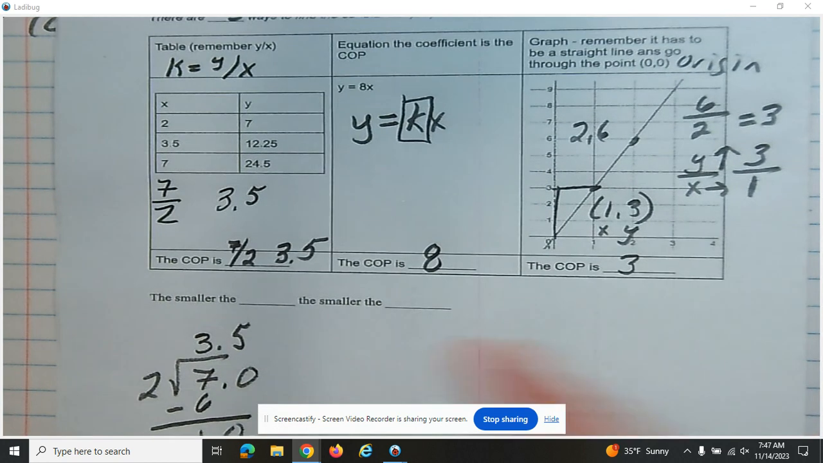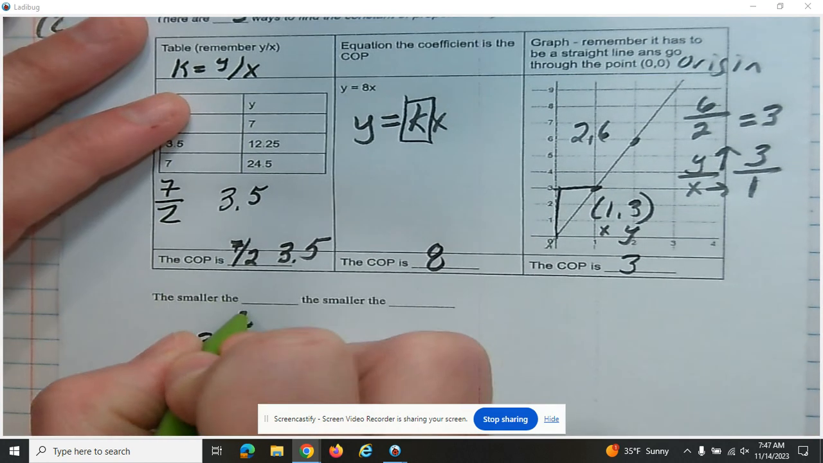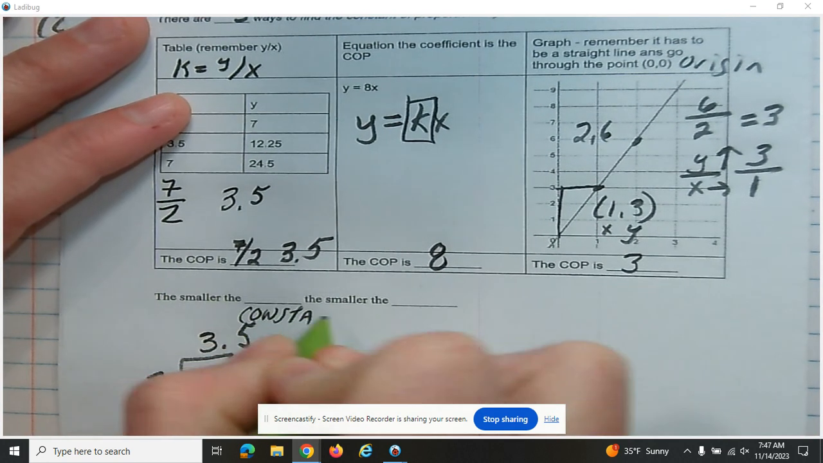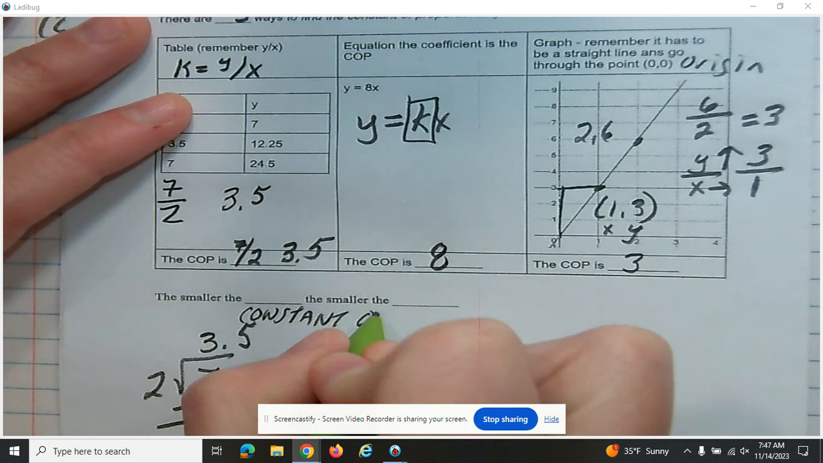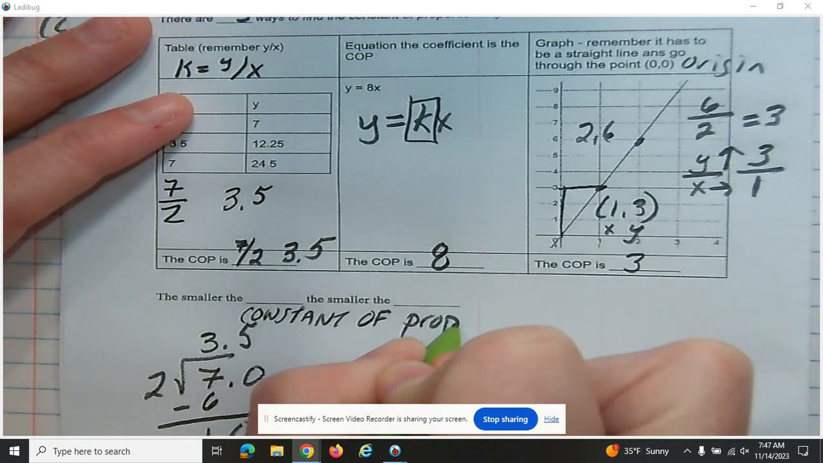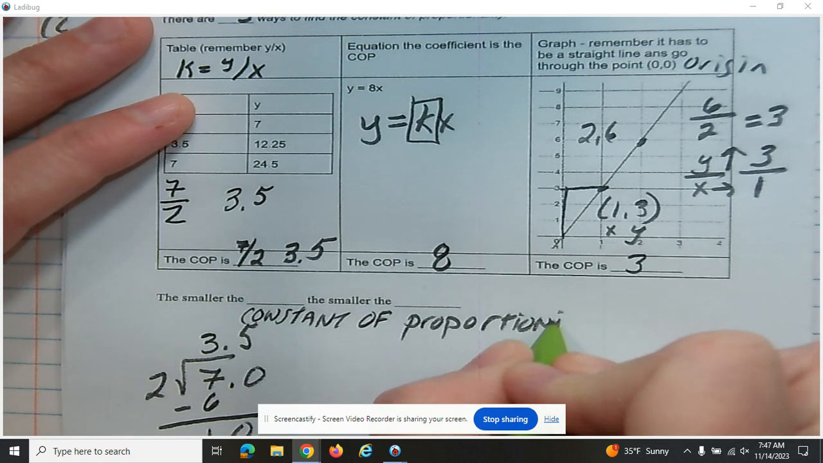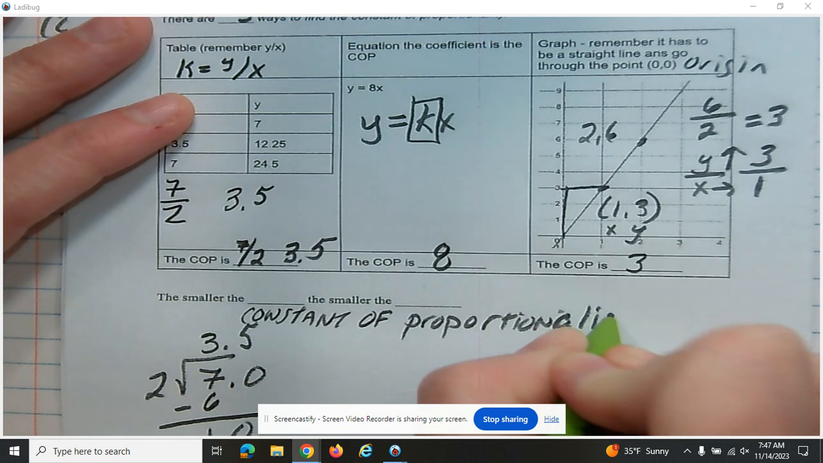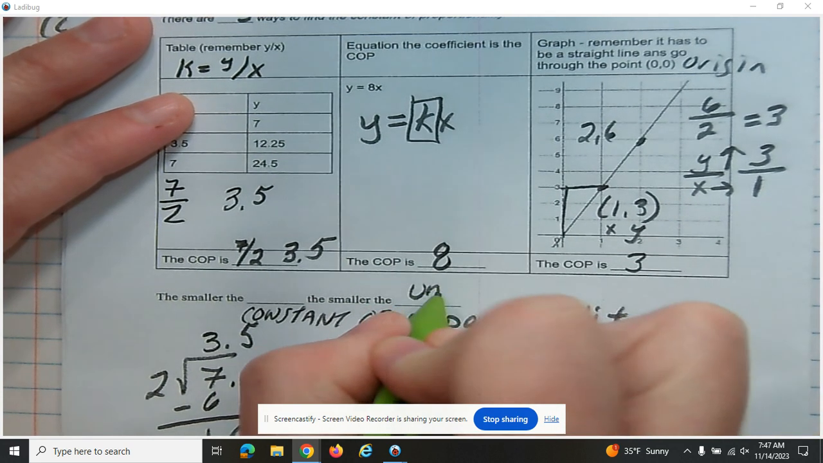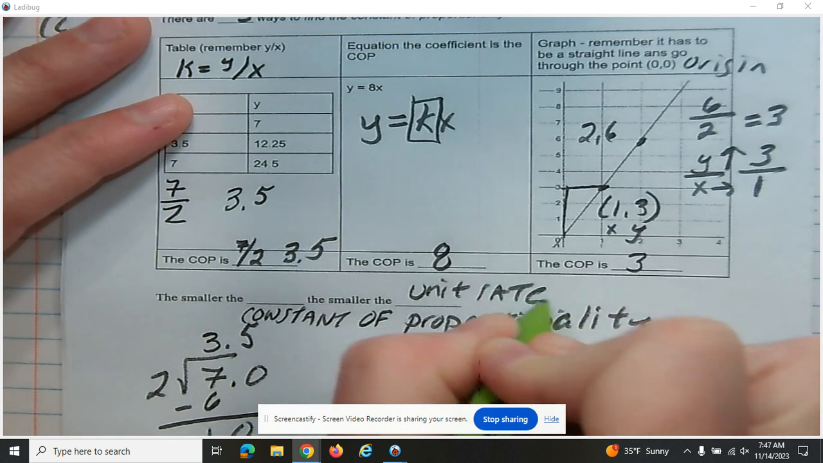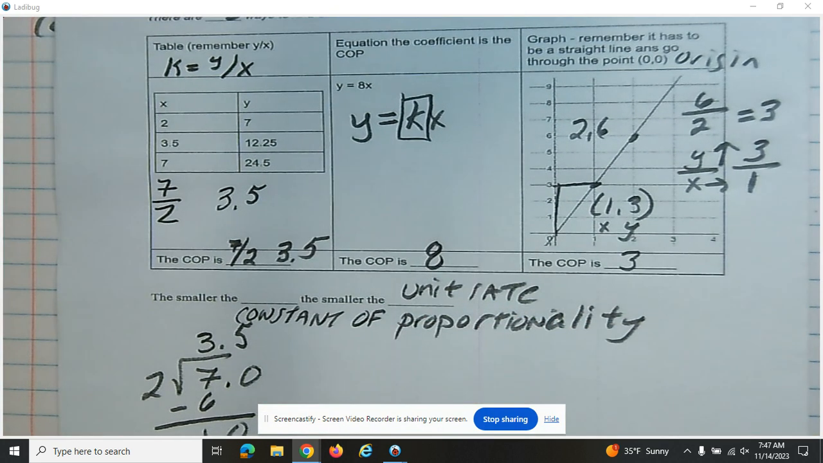The smaller the constant proportionality, the smaller the unit rate. Unit rate and constant proportionality are pretty much the same thing. If it's a small constant proportionality, it's going to be a small unit rate. If it's a large constant proportionality, it's going to be a large unit rate. Braxton, sit up.